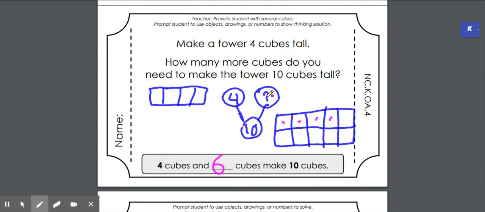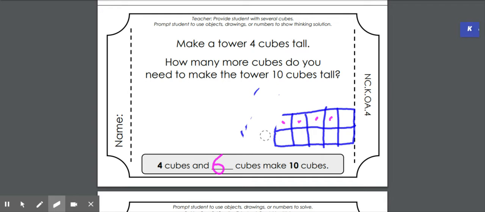So our missing spot right here is 6. Let's go back to my marker. 6. 4 and 6 are the parts of 10. Great job. Let Miss Ingram erase what we have, and then we'll do one more together.